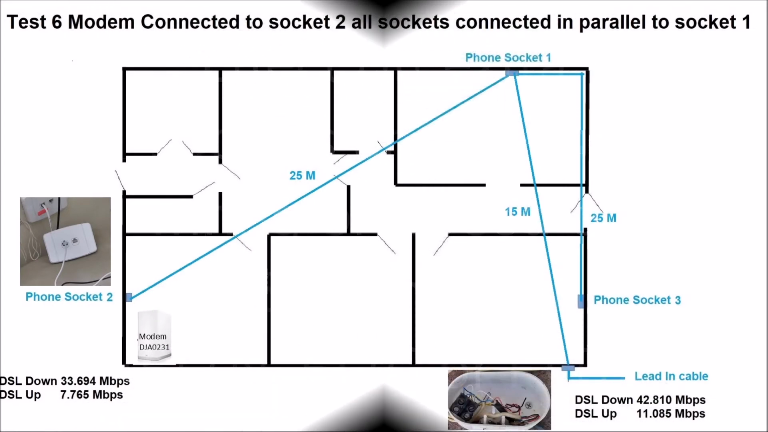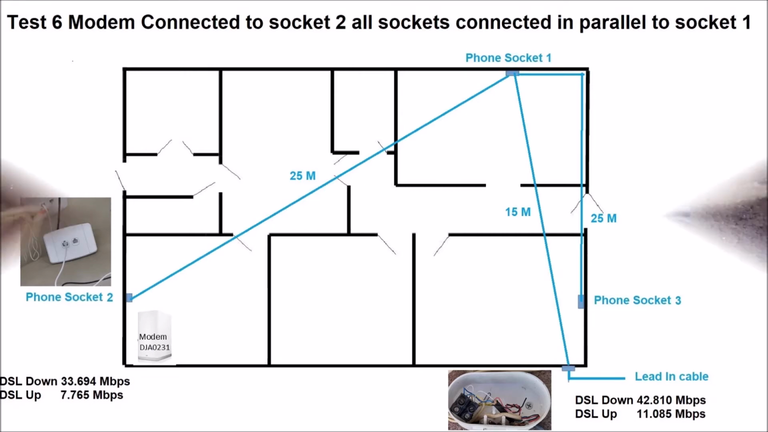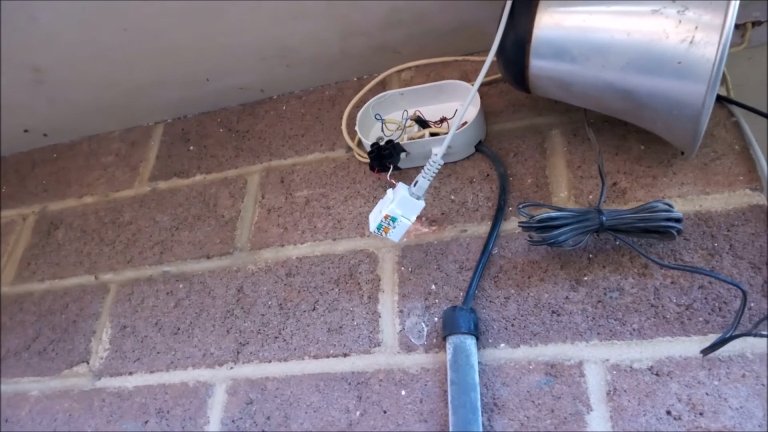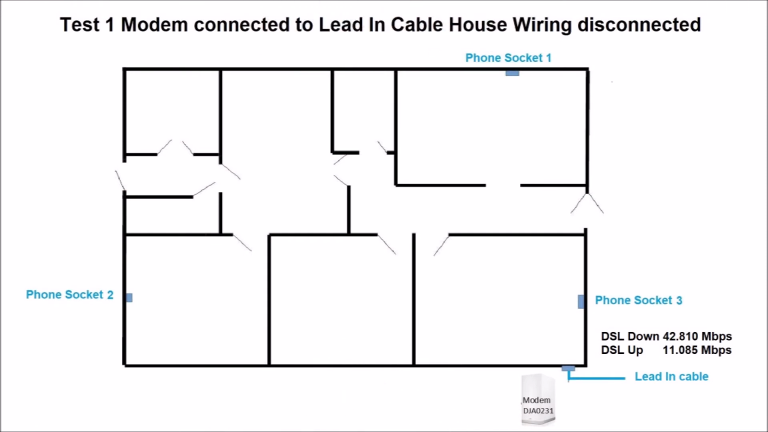This video demonstrates the effects of extra phone sockets and house wiring on a VDSL connection, FTTN, FTTC or FTTB. In the first test, the DSL link speed was measured at the lead-in cable with the house wiring disconnected. I don't recommend that you do this test unless you are qualified to work on house wiring. The DSL download sync speed was 42.81 megabits per second and the upload sync speed was 11.085 megabits per second.